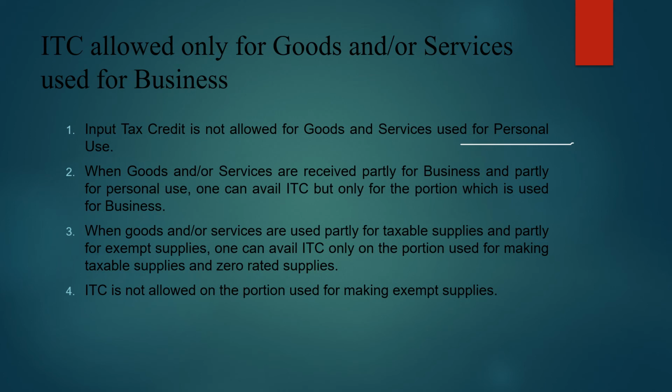When goods and services are used partly for taxable supplies and partly for exempt supplies, one can avail ITC only for the portion used for making taxable supply and zero rated supplies. And ITC is not allowed on the portion used for making exempt supply.